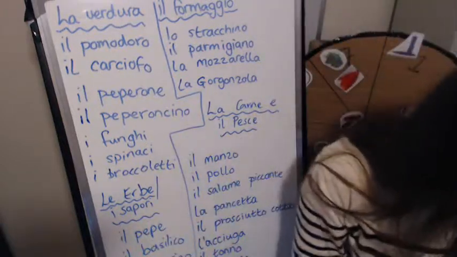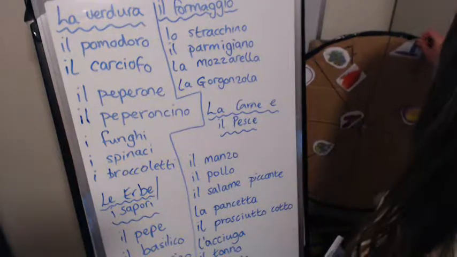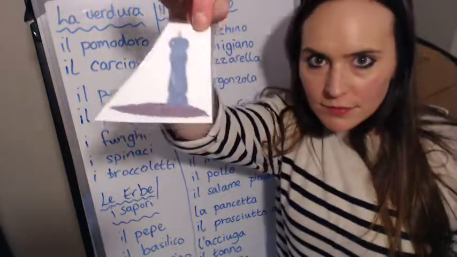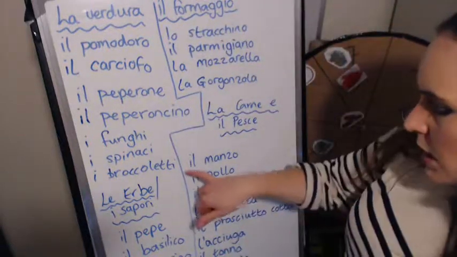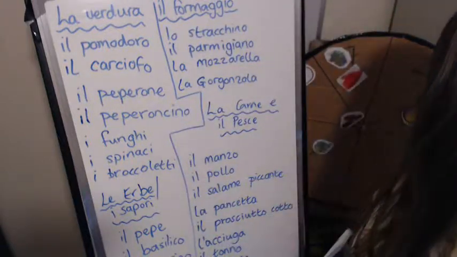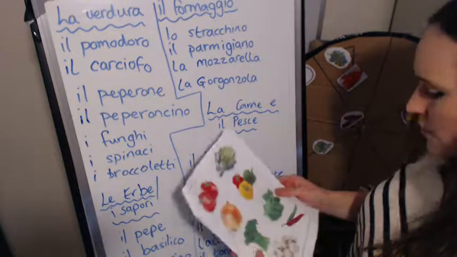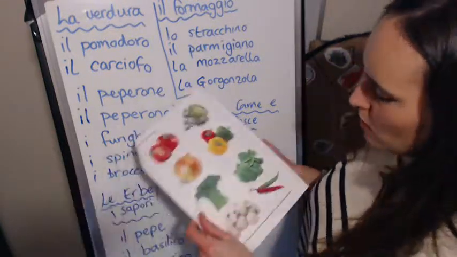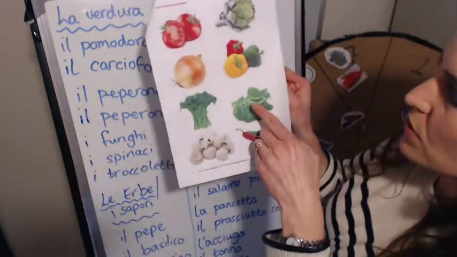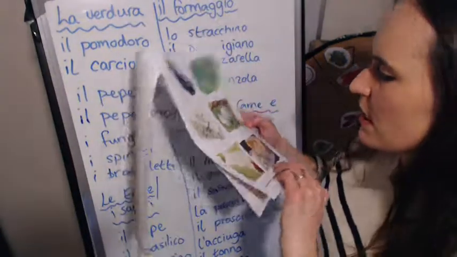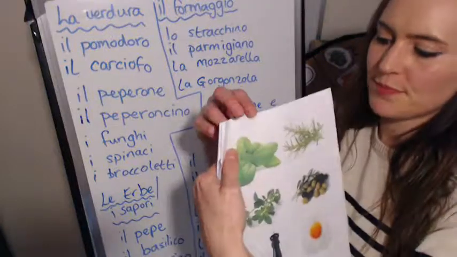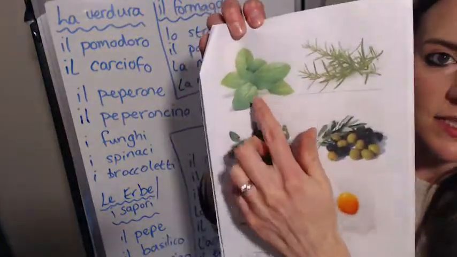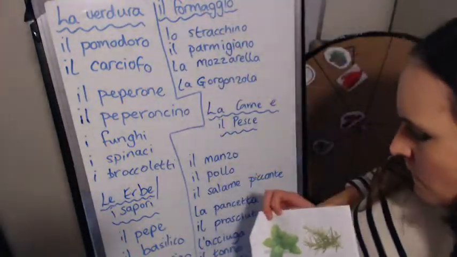Il pepe. Okay, il pepe. So I'm talking about pepper there, black pepper, peppermill. Il basilico. Allora, questo non è, perché questo sono i spinaci. Qui. Mi piace, I like basil, il basilico.